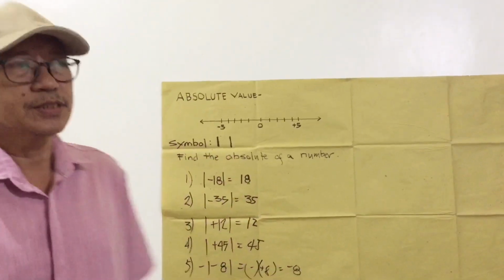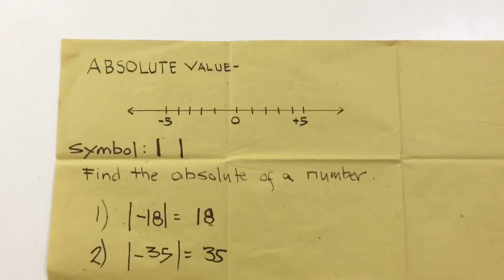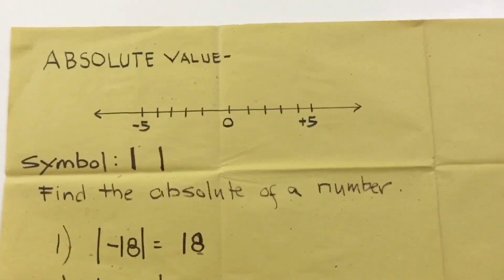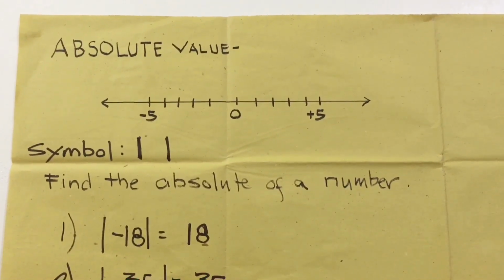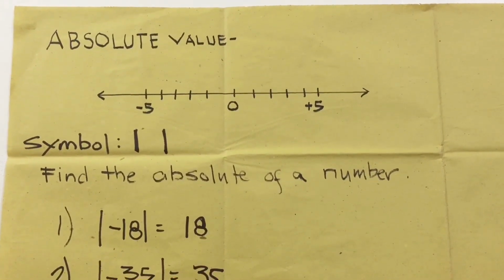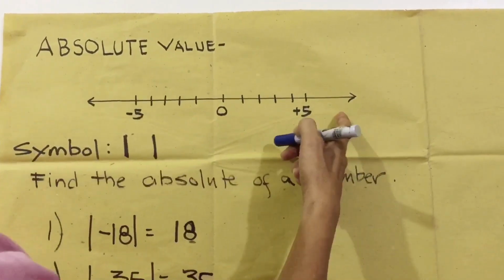Today our topic is about absolute value. If we're going to define absolute value, it is the distance from 0 on the number line. This is the number line.